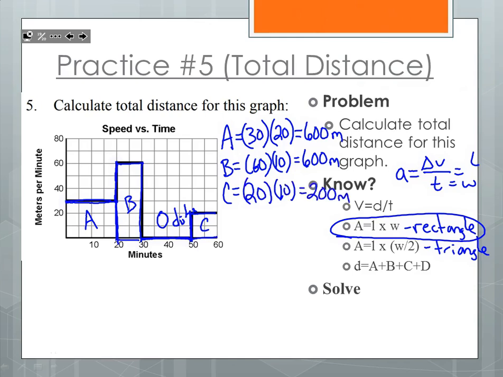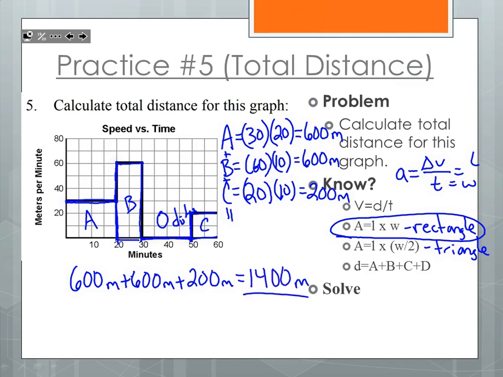So then I'm just going to add A plus B plus C, and so that is 600 meters plus 600 meters plus 200 meters equals, so 600 plus 600 is 1,200 plus 200 more, traveled for a distance of 1,400 meters.